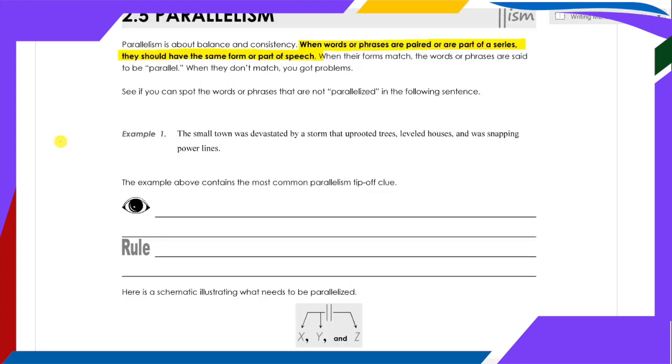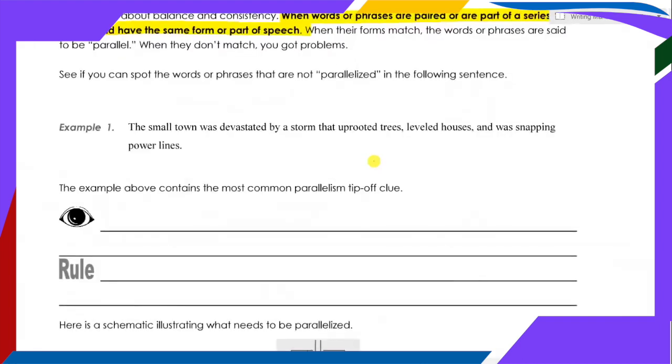Example 1 says, the small town was devastated by a storm that uprooted trees, leveled houses, and was snapping power lines. So what we have in this sentence, we have 3 details here, 1, 2, and 3. And they are part of a comma series. So we have an X in the comma series, a Y in the comma series, then we have our and, and then we have a Z in the comma series. When we have details, words or phrases that are part of a comma series, we want our 3 things to be in the same form or part of speech.